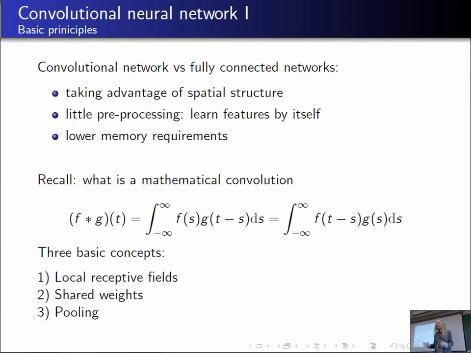So now the basic principles of that kind of network. Why do we use convolutional network rather than fully connected network? The first advantage is that with convnets we can take advantage of spatial structure, and it's really the main advantage of it. The second point is that you don't need a lot of pre-processing.